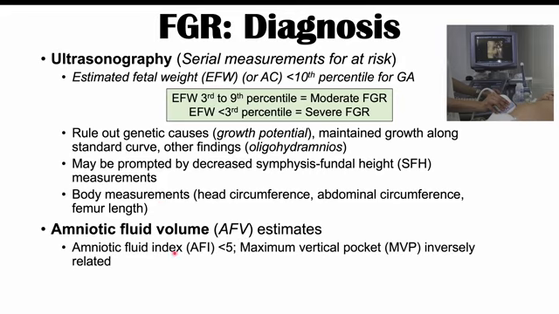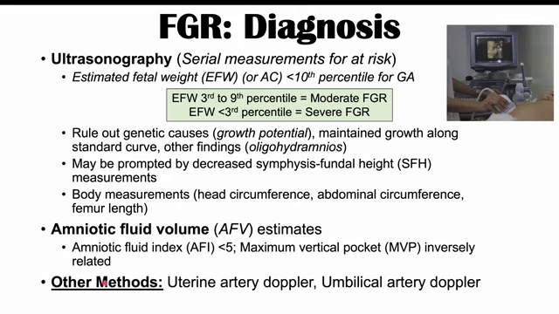So if the amniotic fluid index, or AFI, is less than 5, it's more likely that this fetus is growth restricted. And if the maximum vertical pocket, or MVP, which is going to be the largest pocket of amniotic fluid that is measured, is lower than it should be, there's a higher risk that the fetus is growth restricted, and vice versa. So it's inversely related. If it's a larger maximum vertical pocket, it's less likely that the infant is growth restricted.